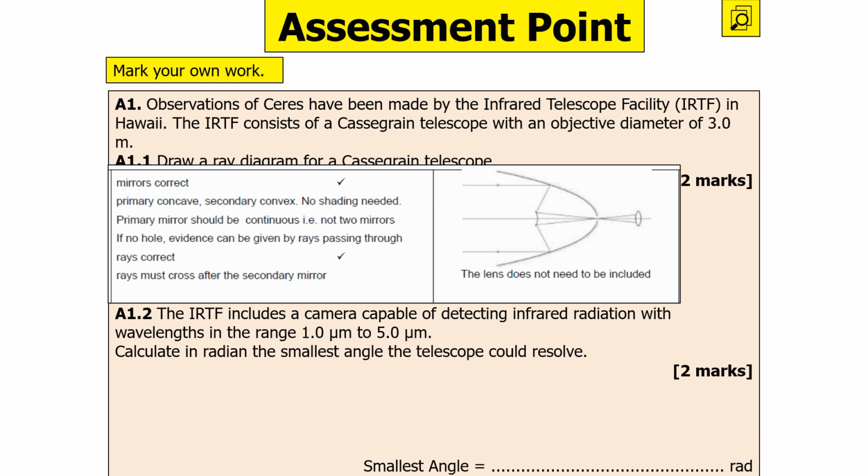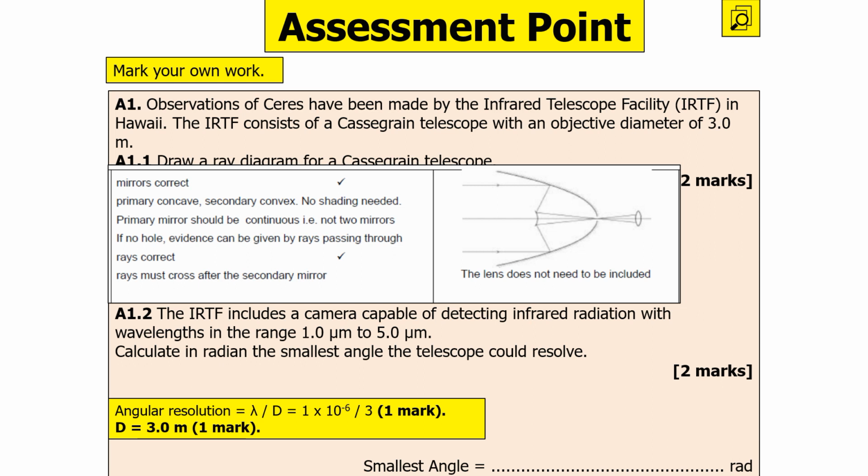Right, in this first one, like we said before, this is the ray diagram for a Cassegrain or a reflecting telescope. Remember, the rays must cross after the secondary mirror. Okay, the next question, use the Rayleigh criterion. It's lambda over d, same units.